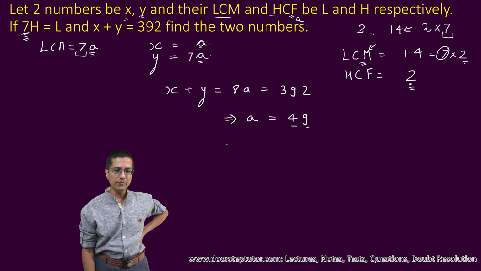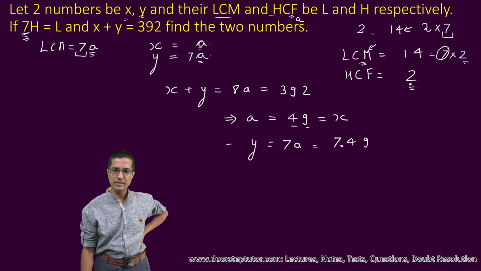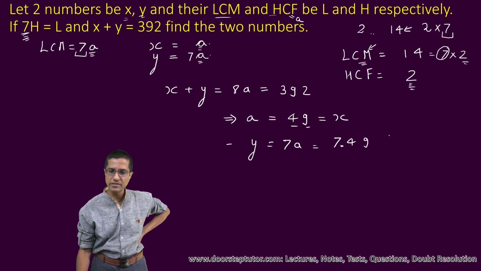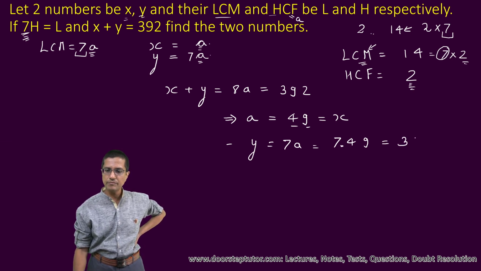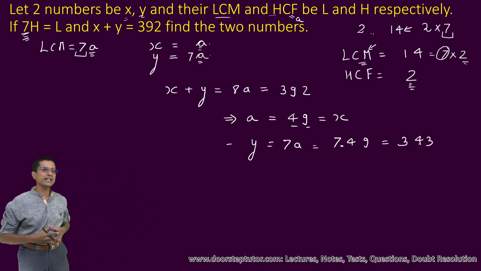What about the other one? Our other number y is actually equal to 7a, which is equal to 7 times 49, and this is a multiplication right here. A dot signifies a multiplication, if you will, and this becomes 343. You can solve it.